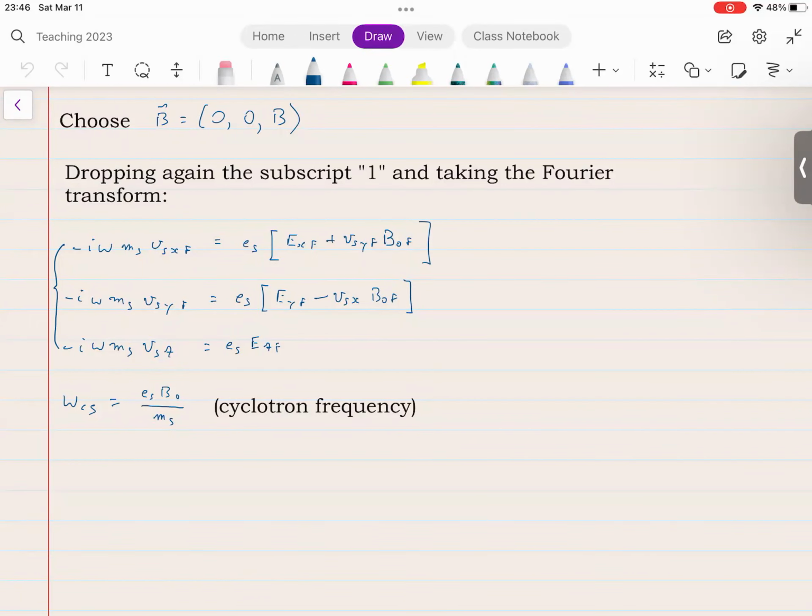Also, let's see. Well, you can proceed in more than one way. You always end up with the same result. But what you do here is replace the magnetic field with a cyclotron frequency. Then you go and solve for V in terms of E.